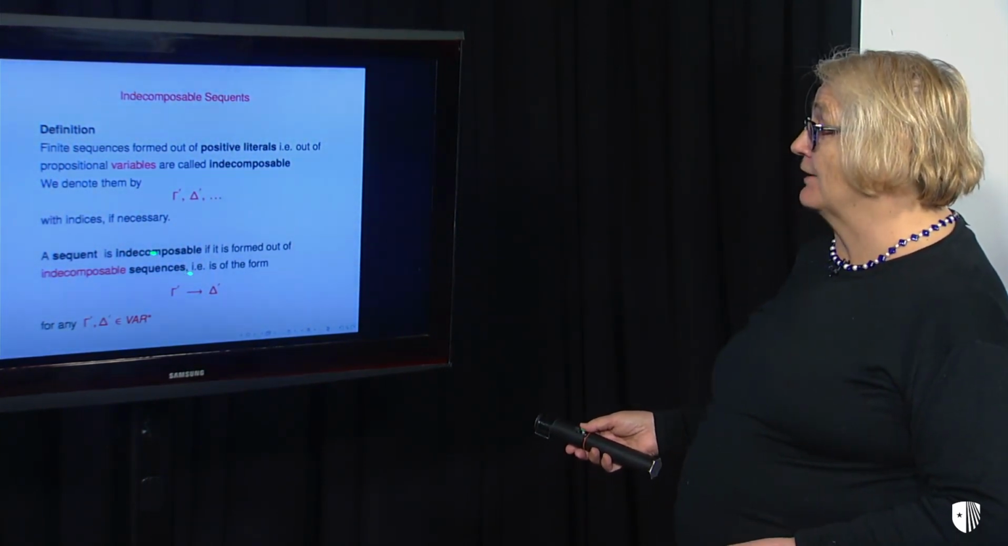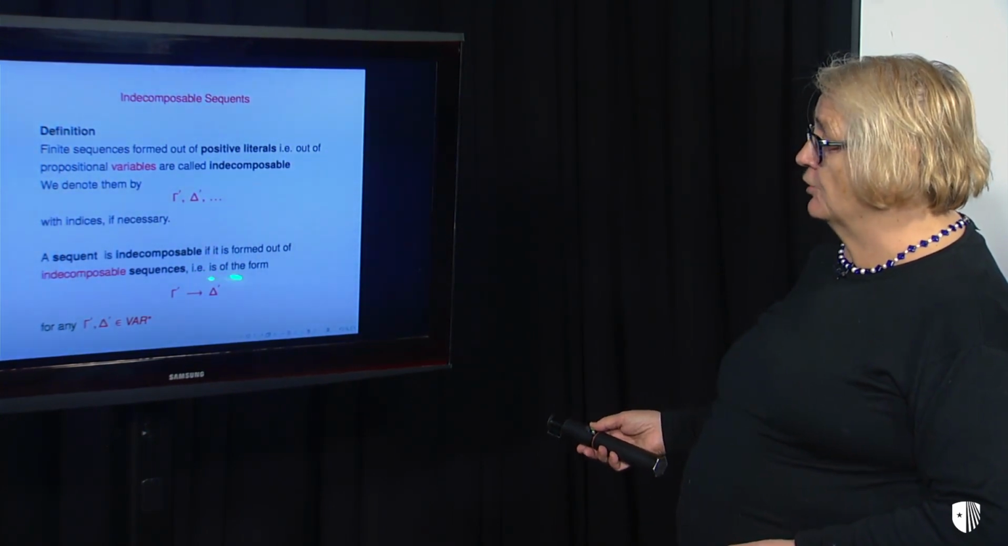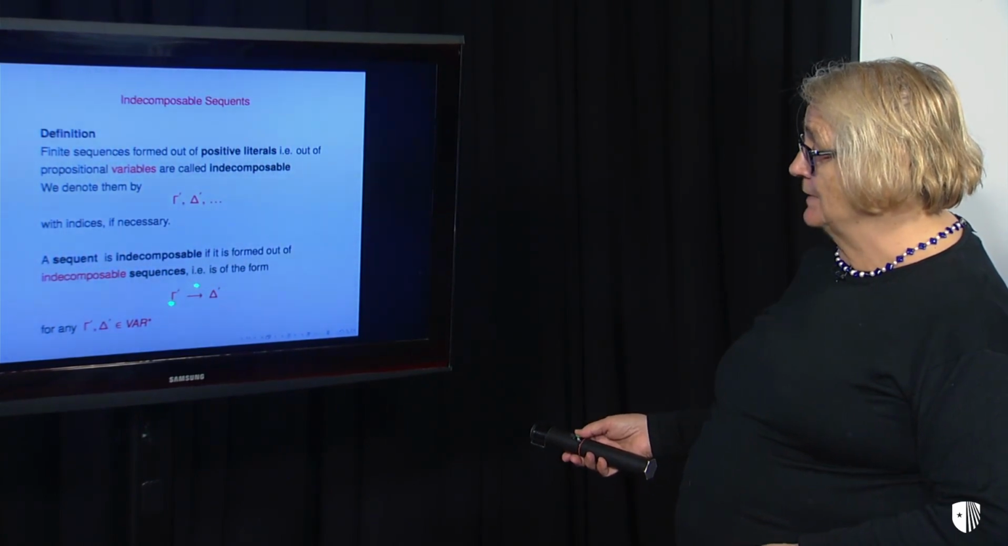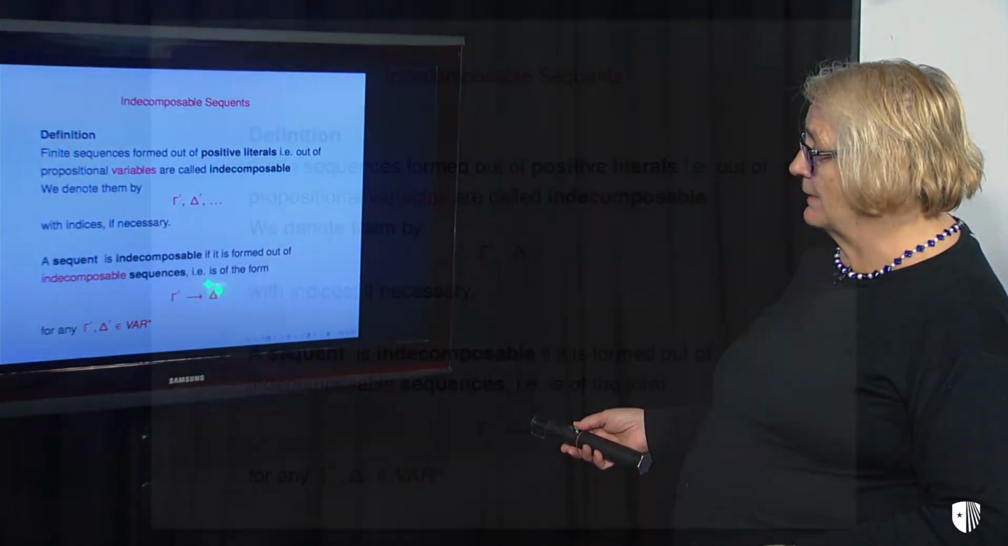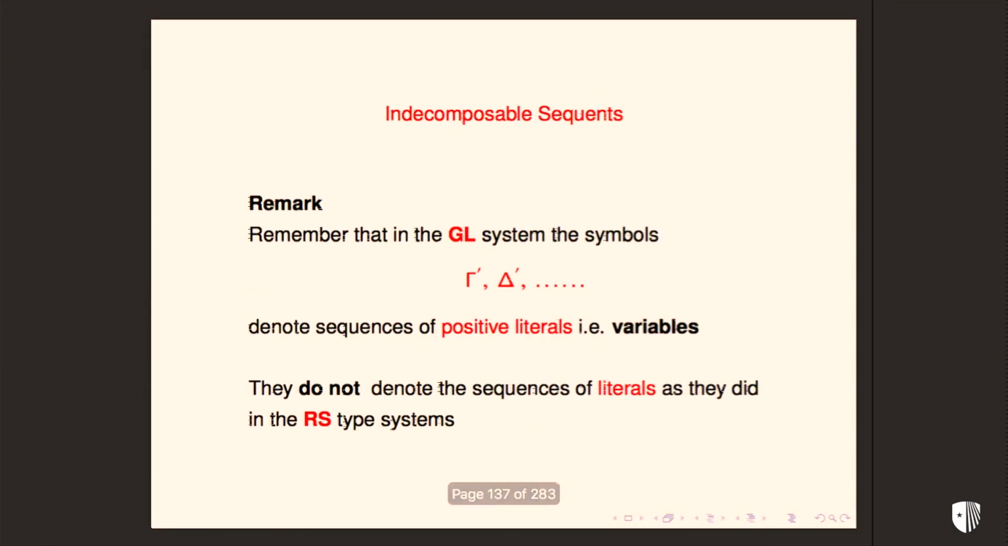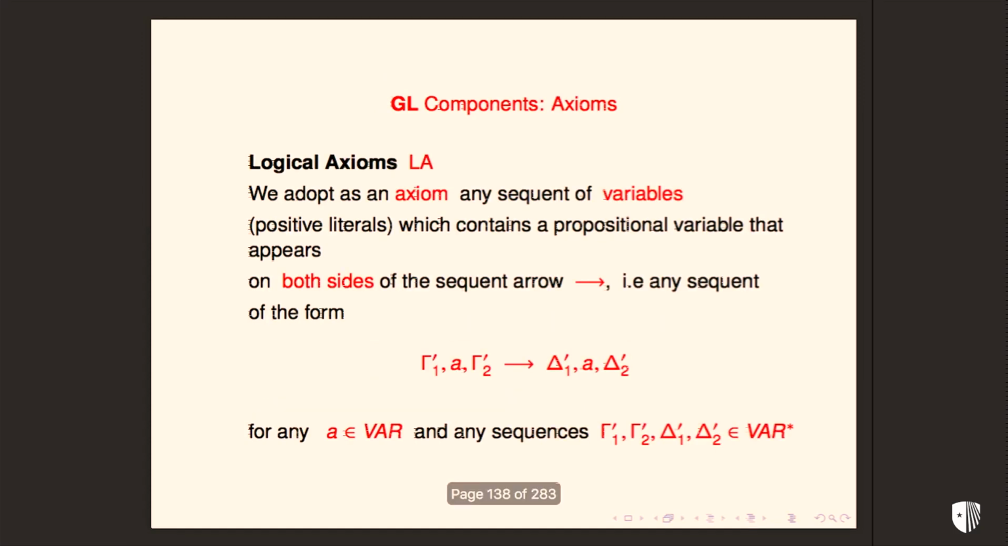So a sequent is indecomposable if it's formed out of indecomposable sequences. So it means gamma prime implies delta prime; these are our indecomposable sequents. You have only variables, and I reminded you that these are only positive literals. So a logical axiom now is a sequent which has the same variable on both sides.